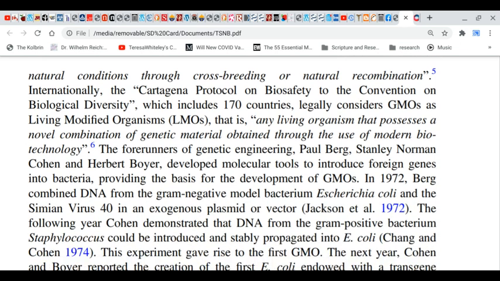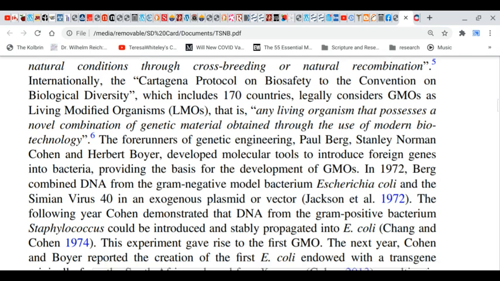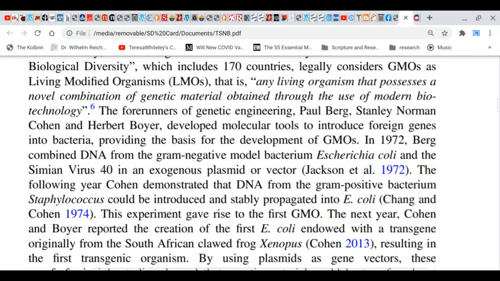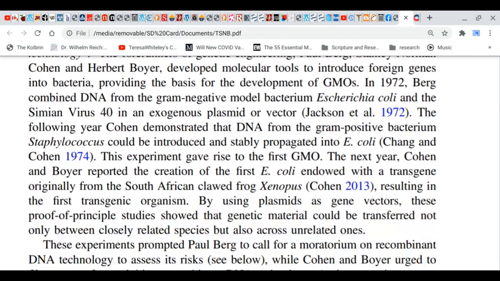The forerunners of genetic engineering, Paul Berg, Stanley Norman Cohen, and Herbert Boyer, developed molecular tools to introduce foreign genes into bacteria, providing the basis for the development of GMOs. In 1972, Berg combined DNA from the gram-negative model bacterium E. coli and the simian virus 40 in the exogenous plasmid or vector. The following year, Cohen demonstrated that DNA from the gram-positive bacterium Staphylococcus could be introduced and stably propagated into E. coli. This experiment gave rise to the first GMO.